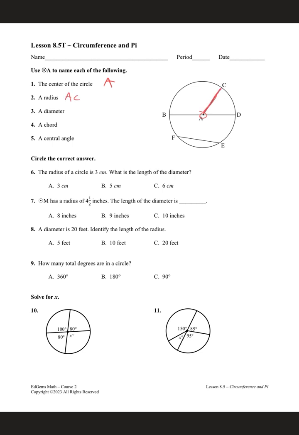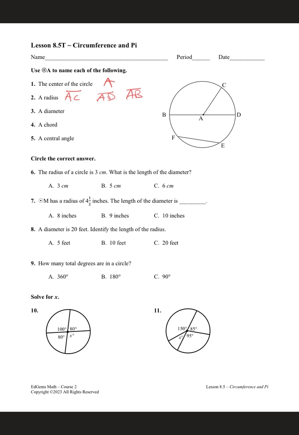So AC. That line across the A and the C is actually a line segment. So one of the radii is line segment AC. Another one is AD. Another radius is AB. So there are 3 radii to this circle.